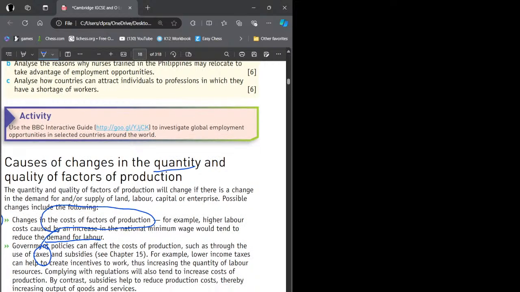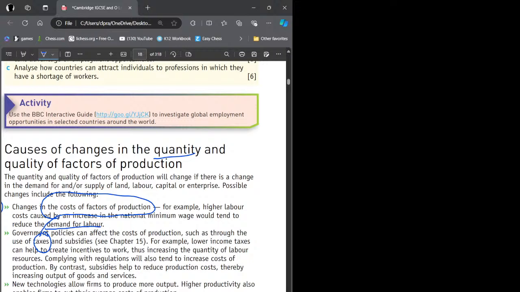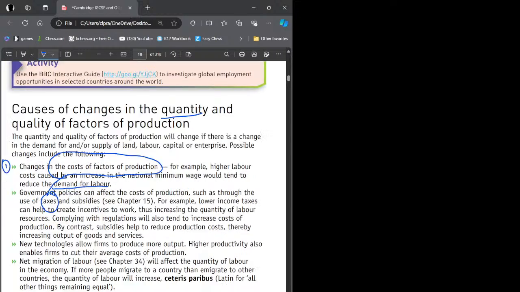Okay, and subsidies. So we are saying that it is financial assistance. Once subsidies are given to firms, their cost of production decreases, which means that they can again employ more workers and so on. Right? So that's done.